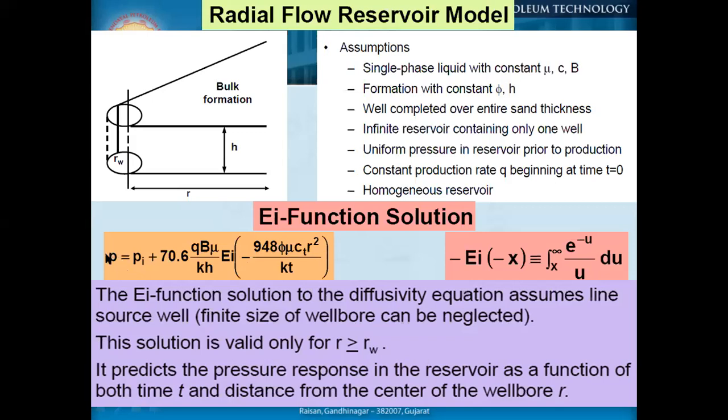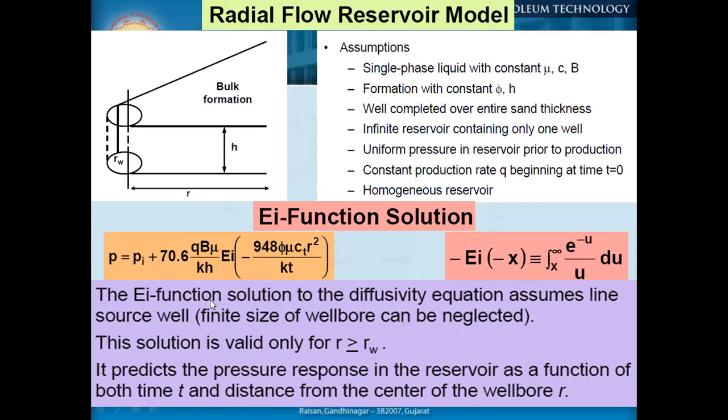This is the actual formulation. P is the pressure at any time and radius, that means the pressure recorded in our instrument or electronic memory gauge, which reflects a specific zone at a specific time. Here we have the exponential integral, and its argument X is related to R and T, in dimensionless form r squared by 4kt, 4 eta t.